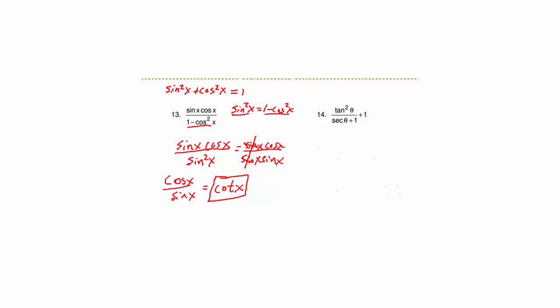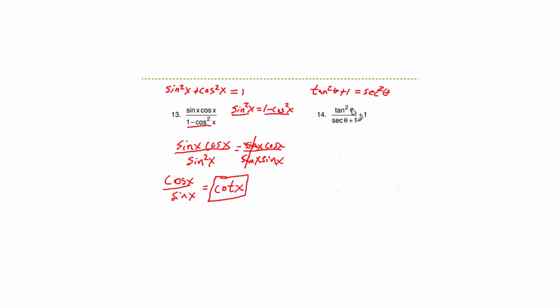Okay, last one, number 14. Tangent squared theta on top. That's actually a trig identity. Well, it's involved in a trig identity. I'm going to go ahead and write it up here. It's tangent squared theta plus 1 equals secant squared theta. That's one of your Pythagorean identities.